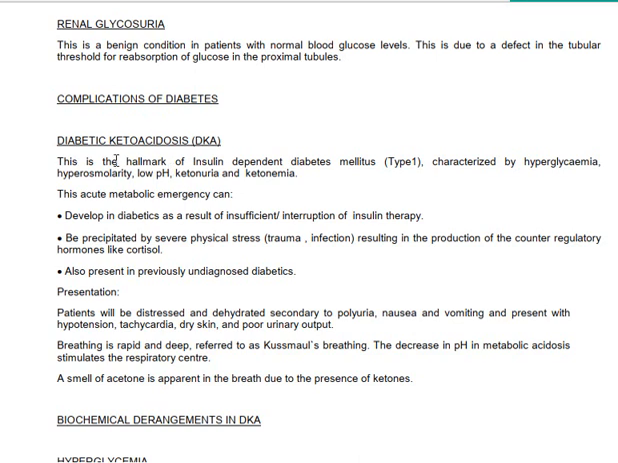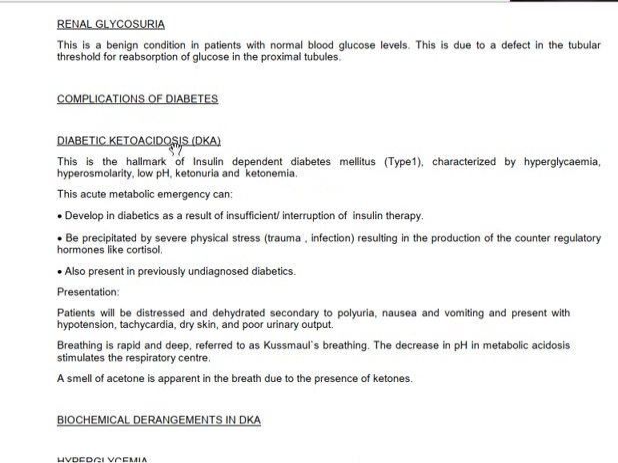So in diabetic ketoacidosis, we start with the hallmark. The hallmark of diabetic ketoacidosis is going to be type 1 diabetes mellitus, and it's going to be characterized by hyperglycemia, hyperosmolarity, low pH, ketonuria, and ketonemia. As easy as that. You have diabetes, that's hyperglycemia. You have ketones in urine, that is ketonuria, and you have ketones in blood, ketonemia. You have acidosis to tell you that the pH is going to be low. So that's the typical characteristic of diabetic ketoacidosis.